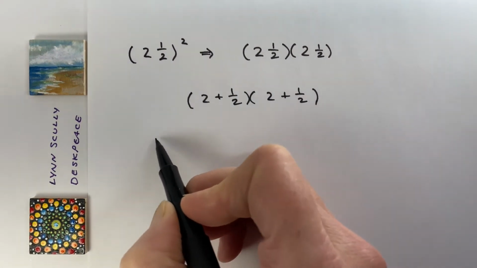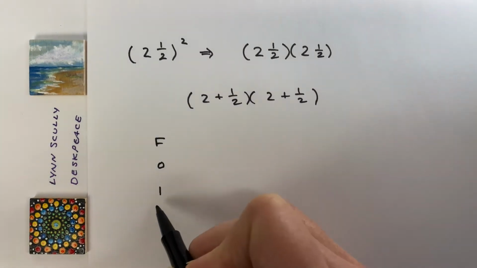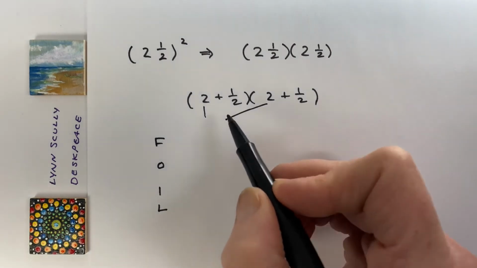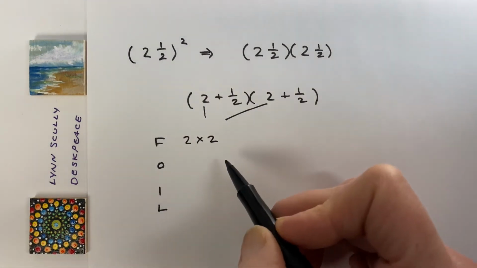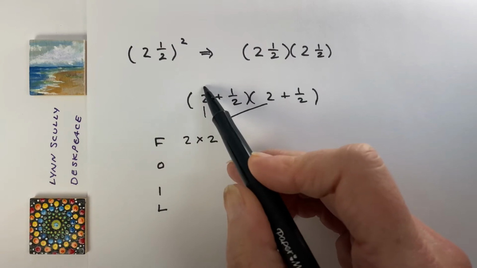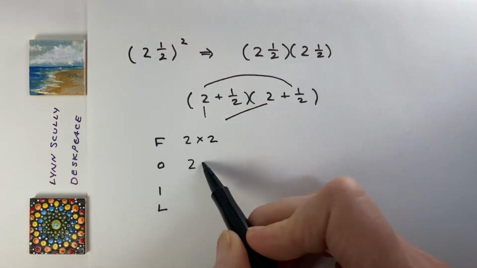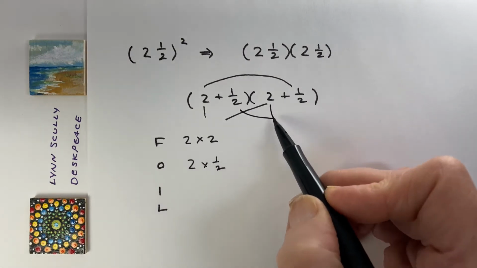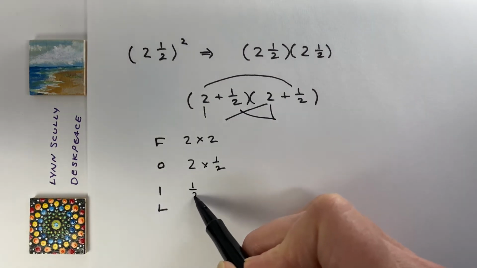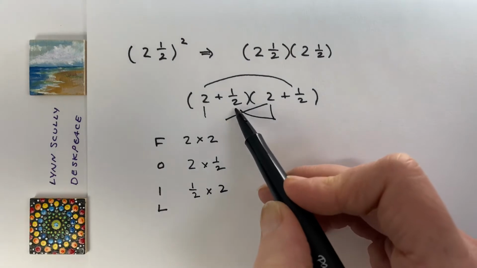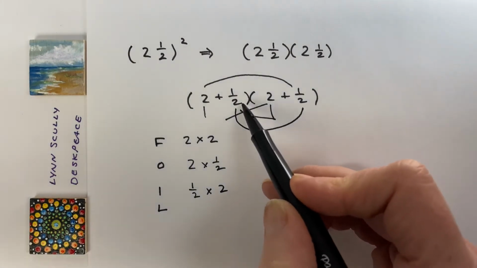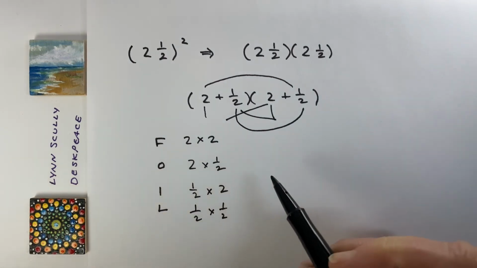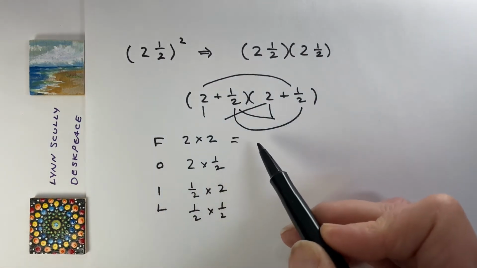I'm going to write FOIL. So my firsts, 2 times 2. My outers, 2 times 1/2. My inners are these two, 2 times 1/2 again. And my last are these back guys, and it is 1/2 times 1/2. Getting a little sloppy here. Do my math.